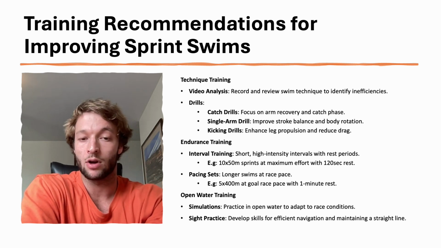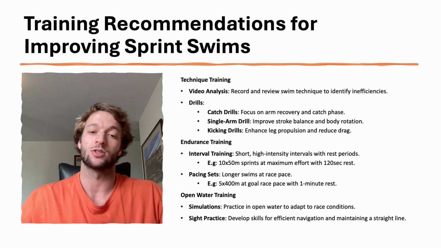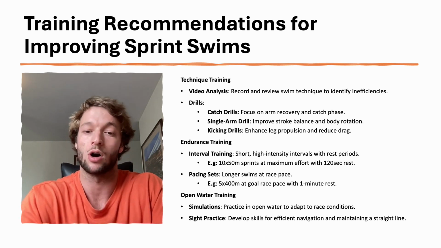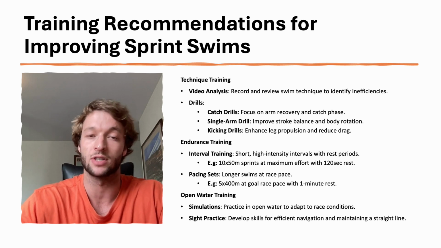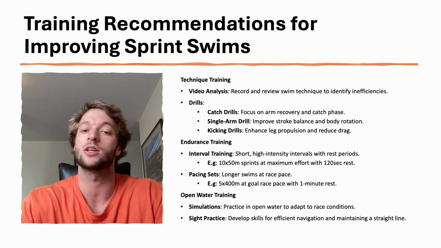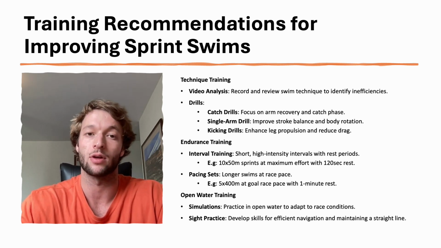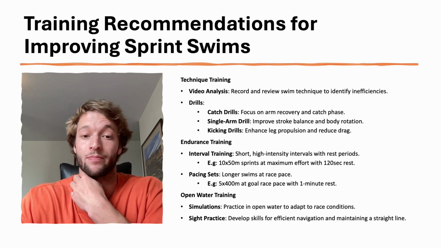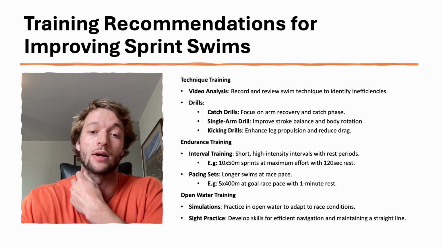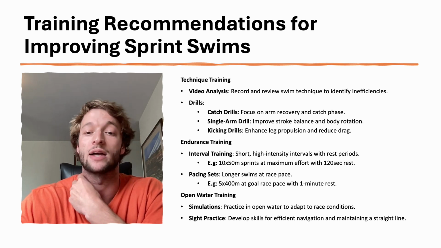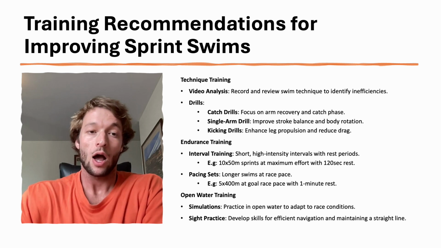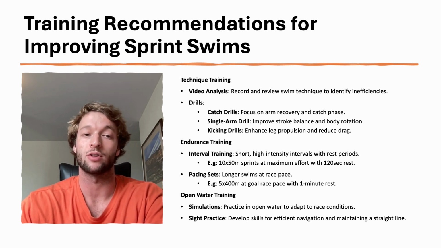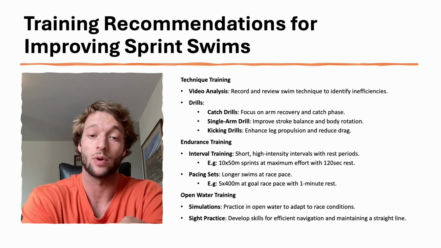Endurance training will be very important. Seeing as it's a 750 metre swim, we can be doing some interval training. So doing the short, high intensity intervals with rest periods. For example, like 10 sets of 50 metre sprints at maximum effort with nice long 2-minute rests. Or we can do longer swims, for example, 5 times 400 metre swims at goal race pace with 1 minute rests.